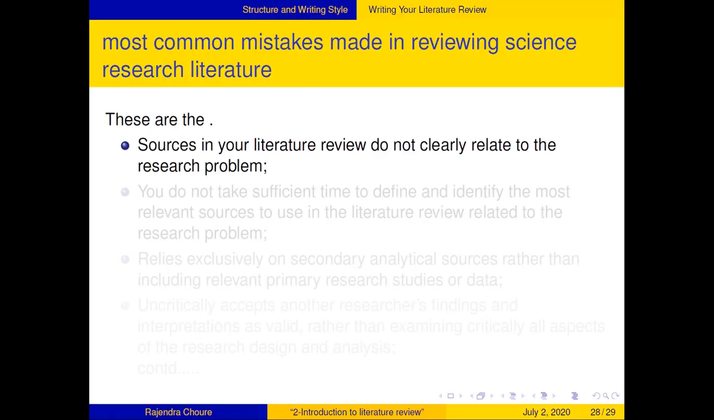Now we are at the last leg of our session, and that is the most common mistakes made in reviewing science research literature. And these mistakes are: sources in your literature review do not clearly relate to the research problem. When I assess many theses, MSc theses, I find many citations which don't have any mention in the bibliography, or in the bibliography many reference items which don't have any mention in the literature. That's a very common and very bad mistake.